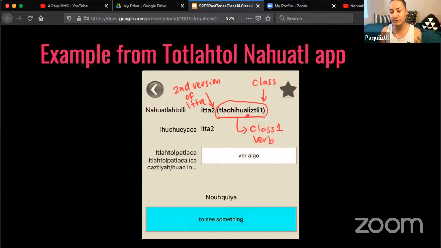Here it spells it out as tlachihualistli, and then it has the number, and here it says class 1. So for this verb, Itta, which means to see, this verb is a class 1 verb, and we'll learn later that the past tense would be itak. And don't get confused by the number after the verb, because a lot of people think that this means that Itta is a class 2 verb. This is saying that this is not a class 2 verb. This is saying that this is the second version of the verb Itta, because there's another entry in the dictionary that's the Itta version 1, and this is Itta version 2. So don't get confused by this number. This is just saying, oh, this is the second verb that is also Itta. But tlachihualistli and the number, that's the class of the verb.